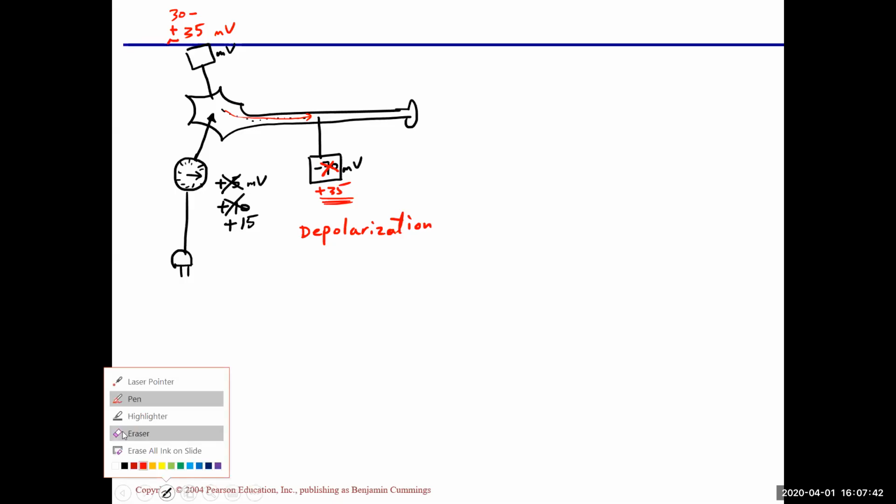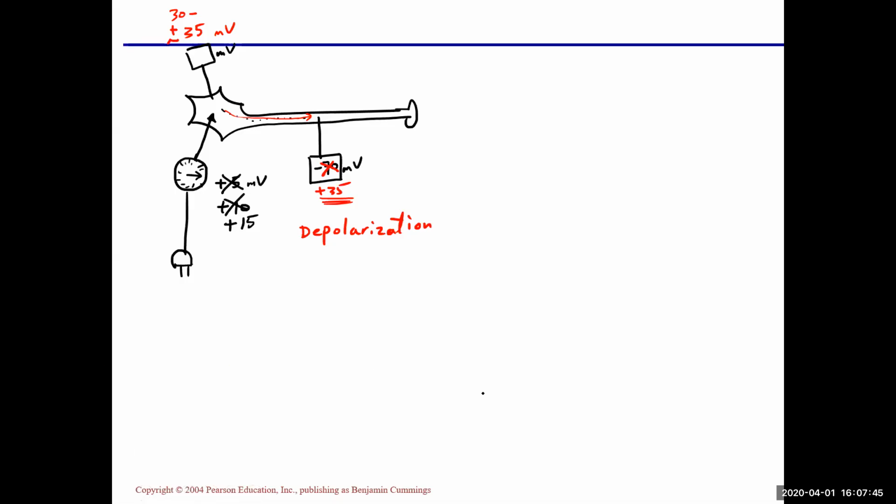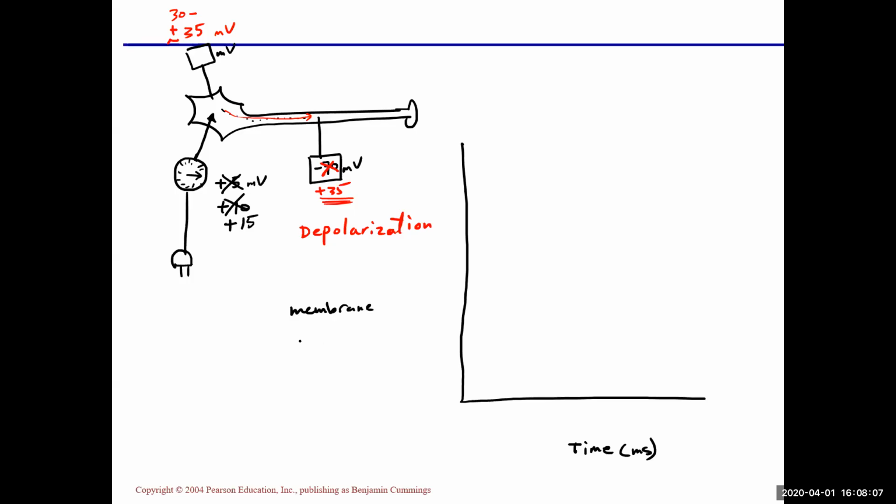So if I wanted to demonstrate this in a graph, I could just draw a graph of what is happening. The x-axis would be time, which most of the time is milliseconds, and the y-axis would be membrane potential. We started the membrane potential at -70. We said this would be the resting potential.